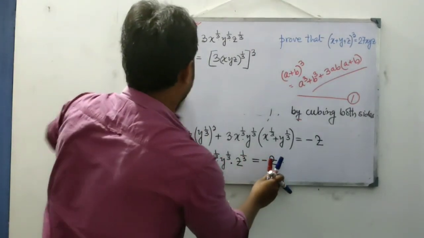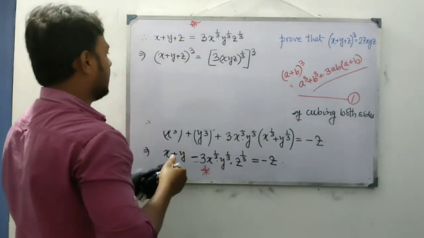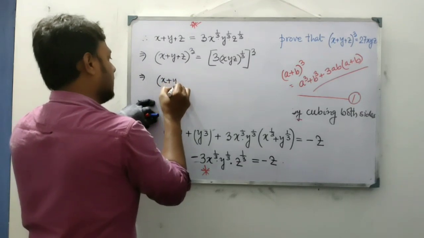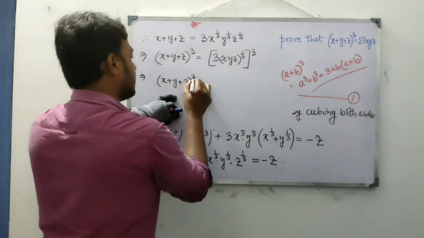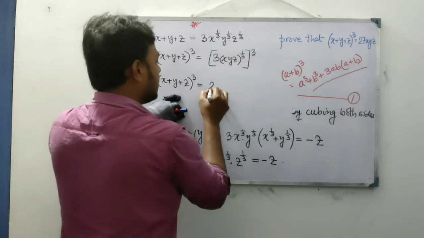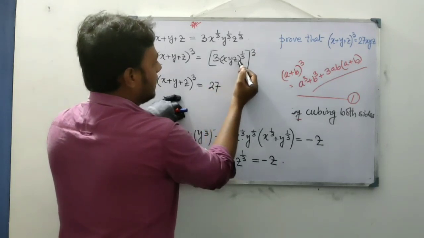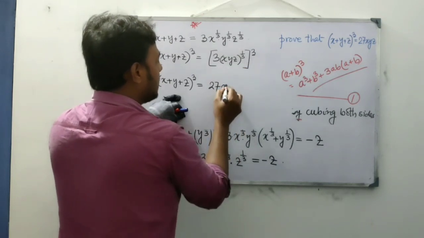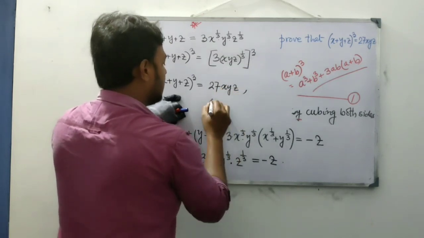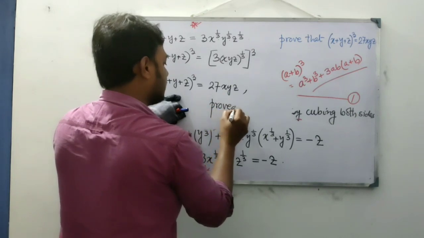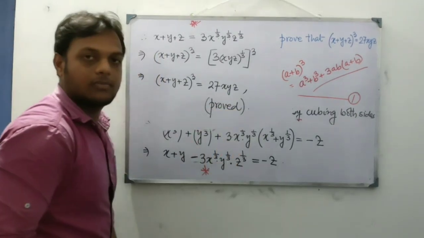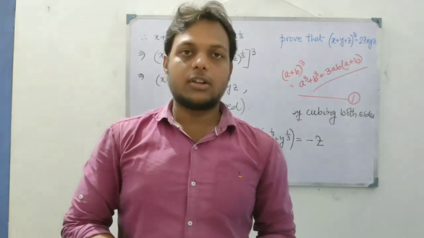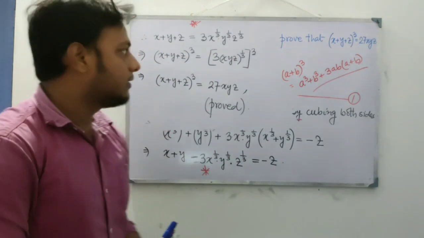Simplify the right hand side only. Then x plus y plus z whole cube equals to 3 cube means 27, and we can multiply these two powers, then 3 and 3 will be cancelled out, and x, y, z will be left. So x, y, z. So this completes the proof. Understood? Okay. Next I will solve 17 number problem. Okay, 17.